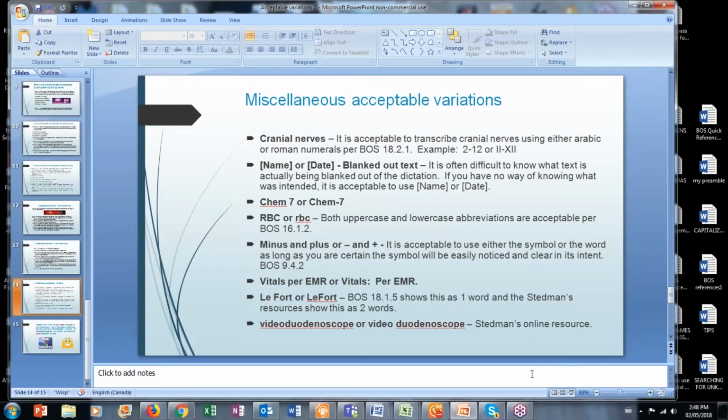Okay, sorry. Like I said, the cranial nerves, it is acceptable to transcribe cranial nerves using either Arabic or Roman numerals. Check that out in BOSS 18.2.1. And the example, 2-12 or the Roman numerals. But if they say 2 through 12, you should type the word through, of course, verbatim. Sandra, I can understand you, Lisa. My listening ear is amazing these days.